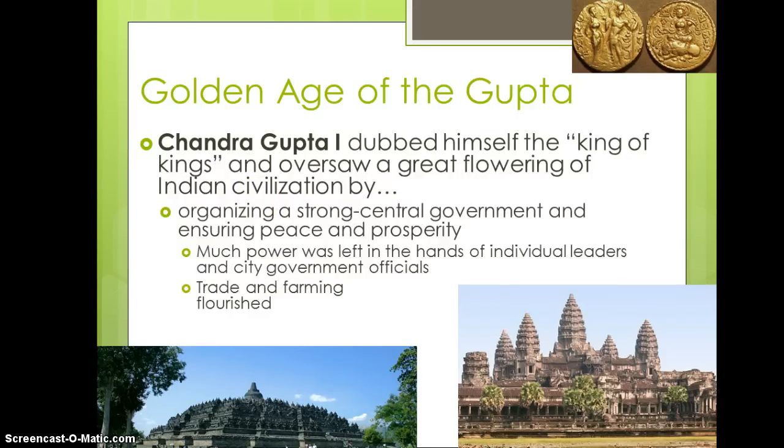Again, he didn't sit down and say, I think I'm going to try and turn this into a golden age. No one ever says that. We come up with these ideas of golden age looking over long periods of time, by historians. But what Chandragupta does is he sets up a strong centralized government, yet he left a lot of the power in the local levels.